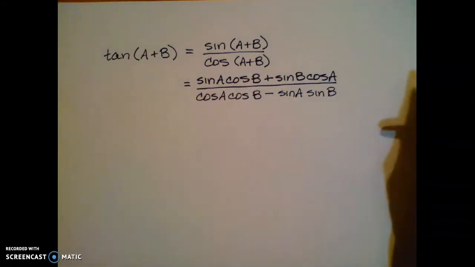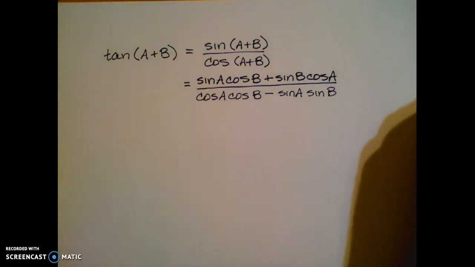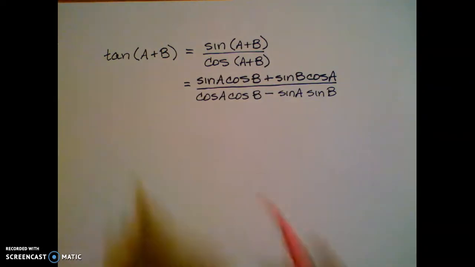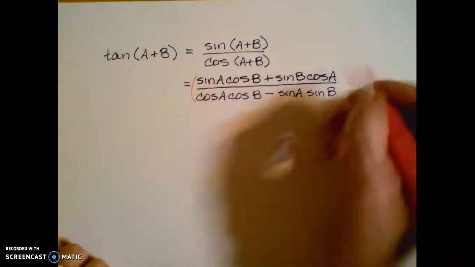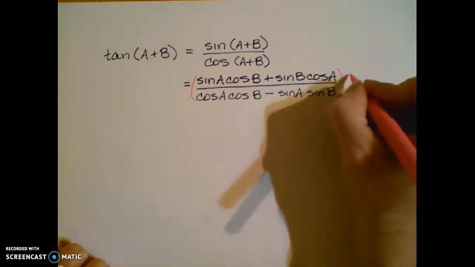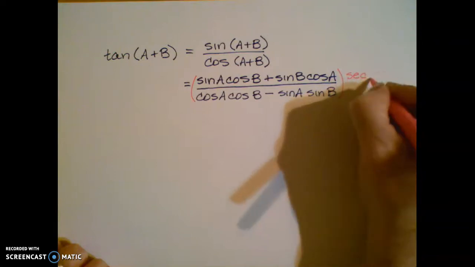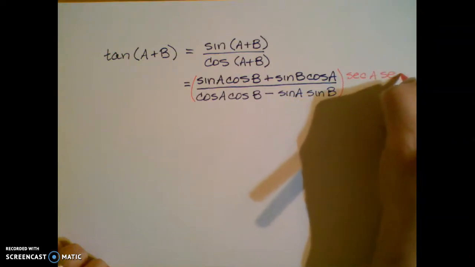But let's make another change, and this change is going to seem a bit odd for the moment, but you'll see where it's headed. So I want to multiply both the numerator and denominator, this whole quantity. I'm going to multiply by the secant of A times the secant of B.